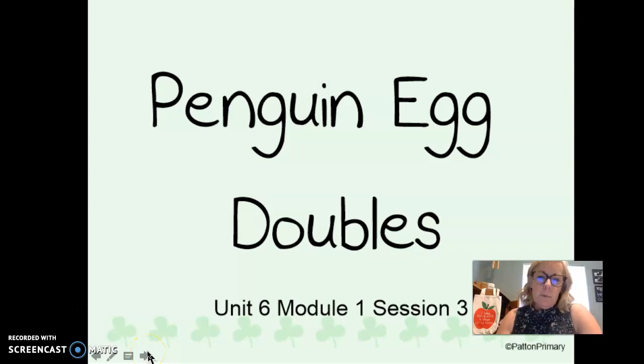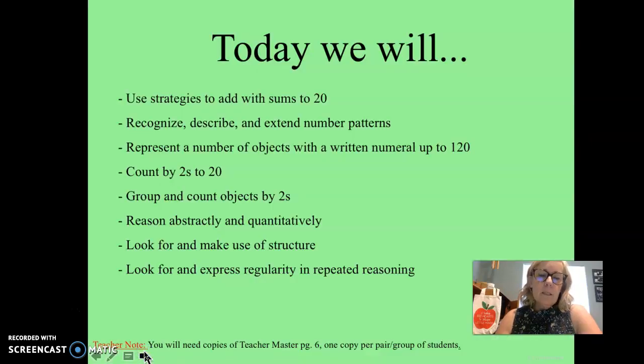Penguin Egg Doubles, Unit 6, Module 1, Session 3. Today we will use strategies to add with sums to 20, recognize, describe, and extend number patterns, represent a number of objects with a written numeral up to 120, count by twos to 20, group and count objects by twos, reason abstractly and quantitatively, look for and make use of structure, look for and express regularity in repeated reasoning.